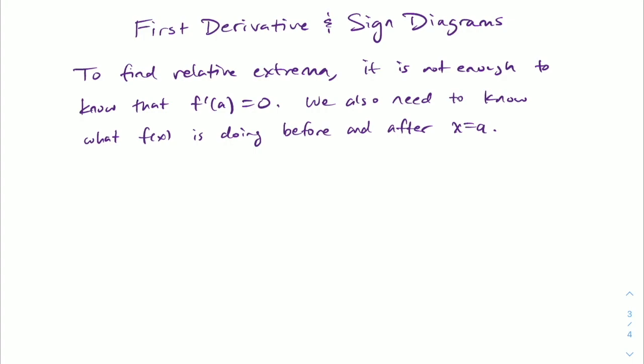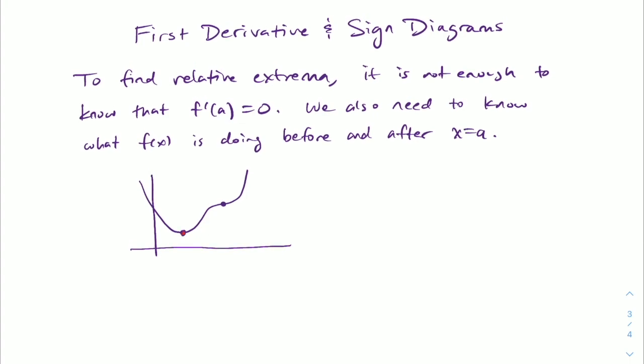All right, let me draw a diagram to illustrate this. So this function has two places where the derivative is 0. One is here and one is here. So even though the derivative is 0 at both these places, both places are not relative extrema. Only this one is a relative min. The second one is neither a relative min or a relative max. So it's not enough to know the derivative is 0. We also need to know what the function is doing before and after.